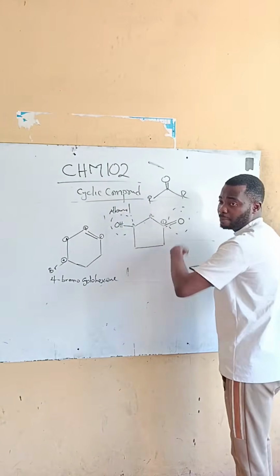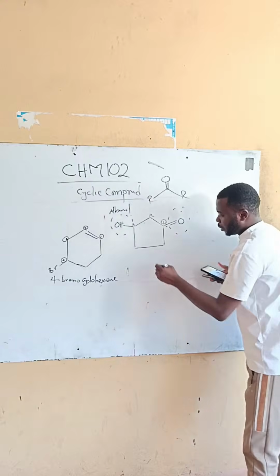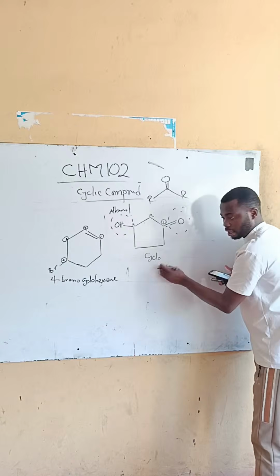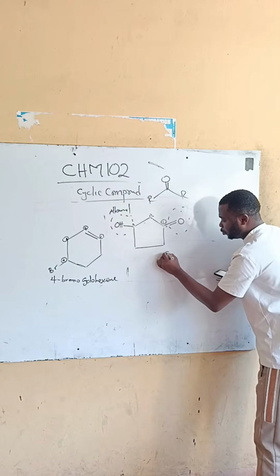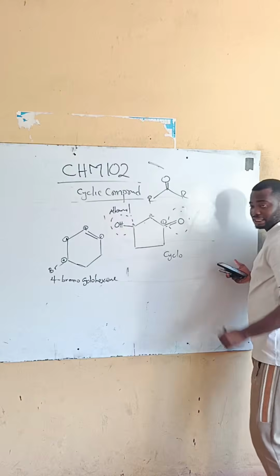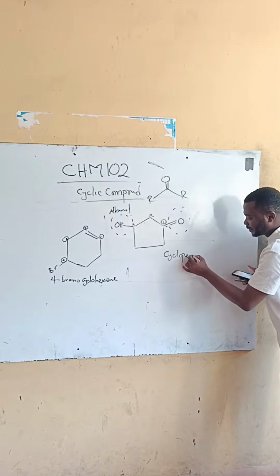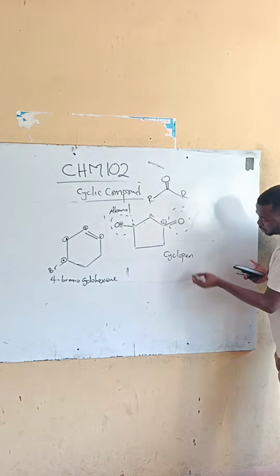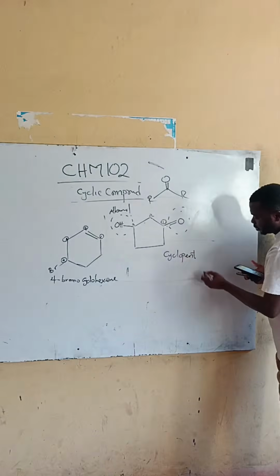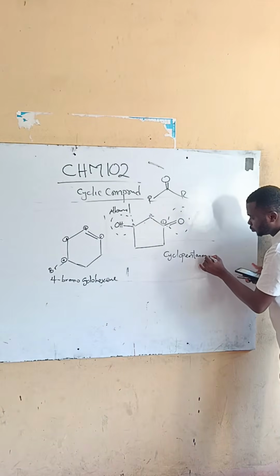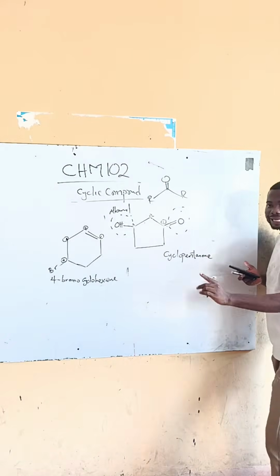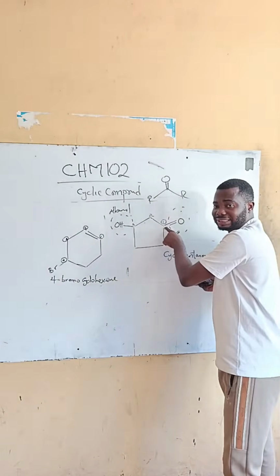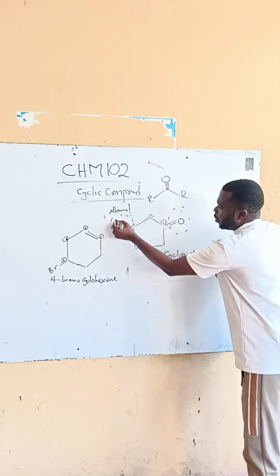So the whole thing is how many carbons? 5. Anytime it is a cycle, we say cyclo. So the parent name will be cyclo, then pent, because this ketone is already in position 1. Pentanone. Pentanone means that the alkanone is in position number 1.